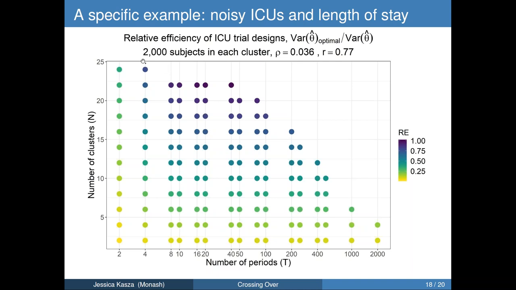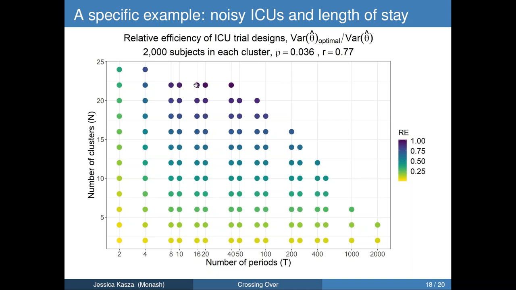And it turns out of the designs we can afford, this design right here is the most efficient. So 22 clusters, 40 periods, 50 subjects in each of these cluster periods. With this design, we're crossing over about every 2.5 weeks. There are other designs with 24 clusters that cross over less frequently that are pretty much just as efficient as well. So what this plot tells us is that it can be beneficial to increase the number of crossovers instead of increasing the number of clusters. Here, even though we could include 24 clusters within our study, it's actually more beneficial to include 22 clusters and have them cross over more frequently.